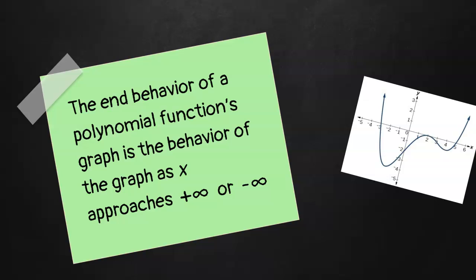Hi everyone, so today we're going to talk about end behavior of polynomials. And end behavior is the behavior of the graph as x approaches either positive or negative infinity. So let's look at some examples together.